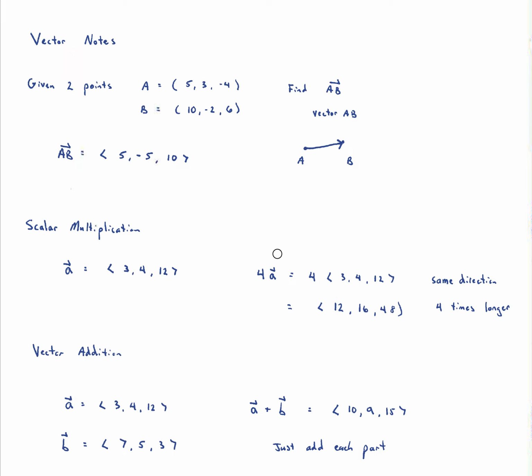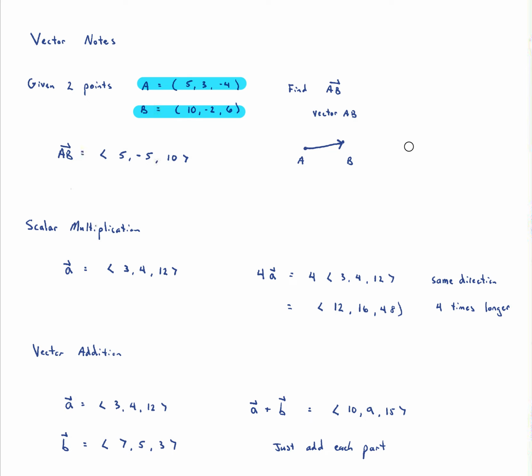Vector basics. So the first thing, let's look at some notation. This is point A right here, and you know it's a coordinate point rather than a vector because of the parentheses. This is point A, and it's located in three-dimensional space at (5, 3, -4). And this is point B, also given in parentheses. And then we could find the vector AB.